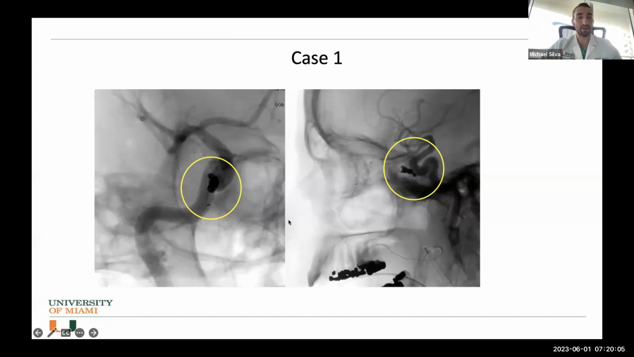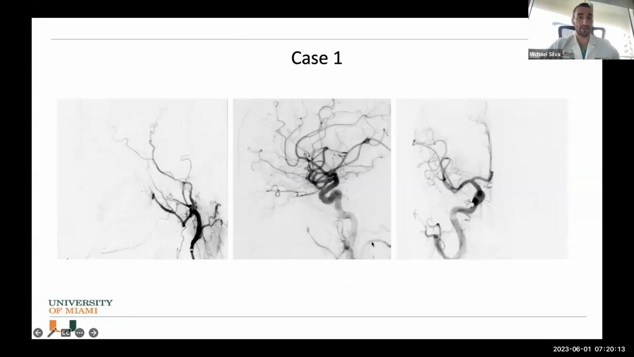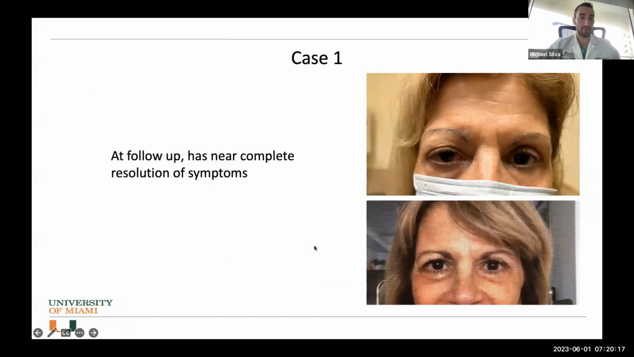So this is what you see here in the yellow circles, the coil mass, clearly separate, not in the ICA, and blocking off the fistulous connection. Here are the post-op images with no residual. And this patient did great, had complete resolution of her symptoms.